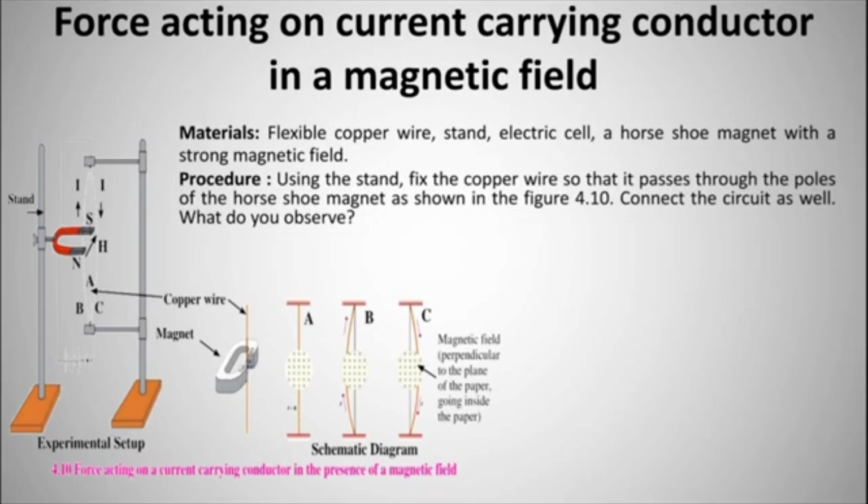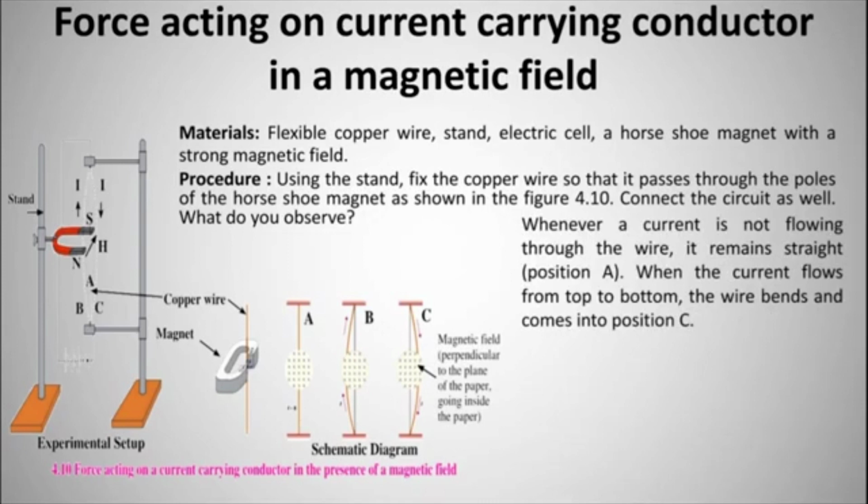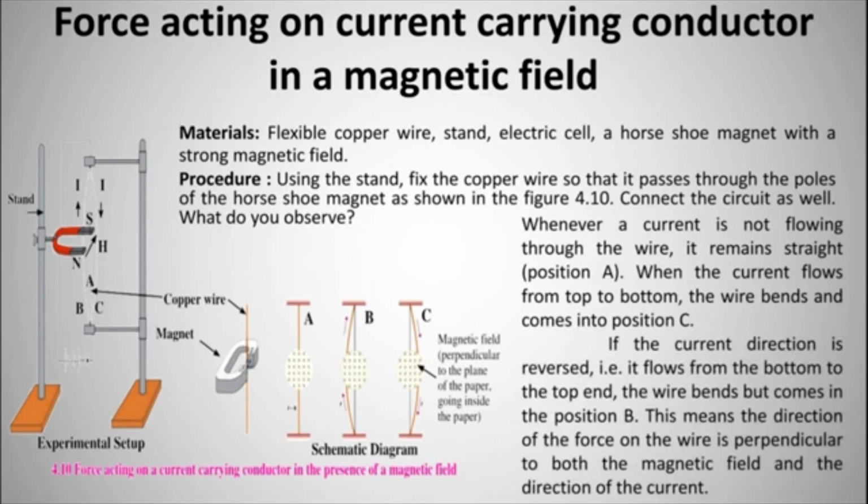What do you observe? Well, whenever a current is not flowing through the wire, it remains straight, as in position A. When the current flows from top to bottom, the wire bends and comes into position C. If the current direction is reversed, that is, its flow changes from bottom to the top end, the wire bends but comes in position B. This means that the direction of the force on the wire is perpendicular to both the magnetic field and the direction of the current.